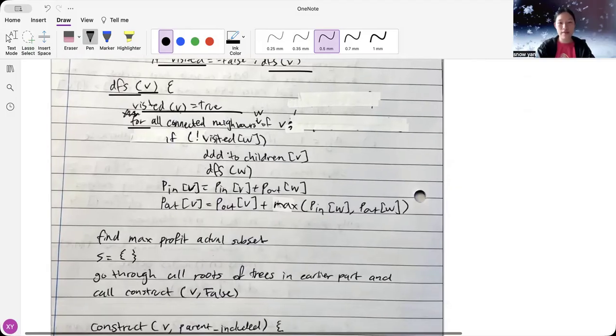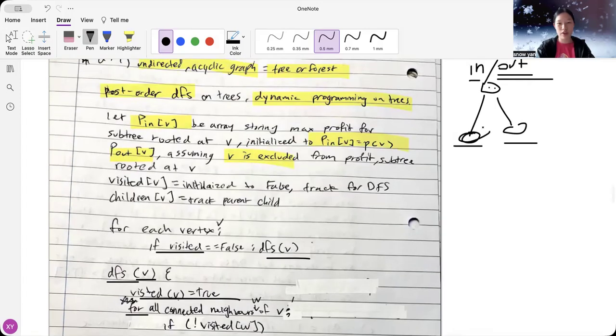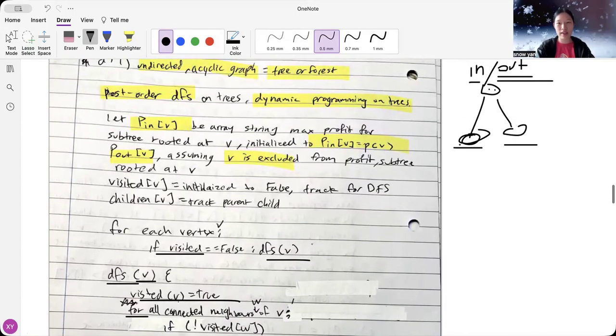So if the neighbor is not visited yet, then I'm going to add it to the children, and I'm going to call DFS on it, right? Going to iterate down and find what the children are. And then for the children, after getting that back, I would break it down into two cases, whether the parent was in or out.